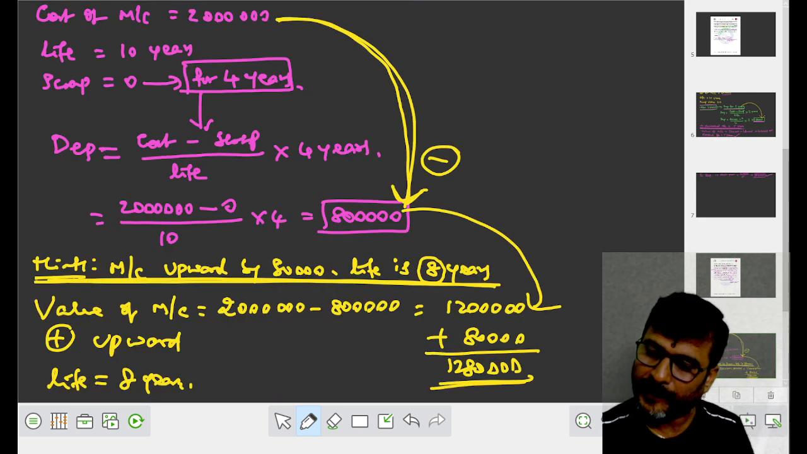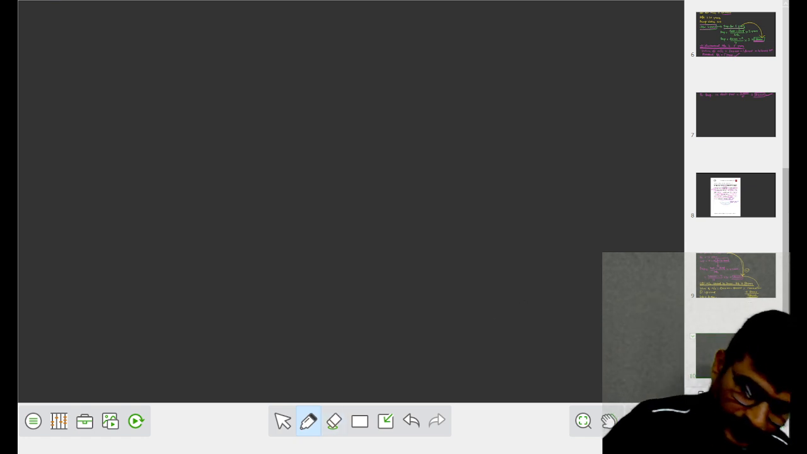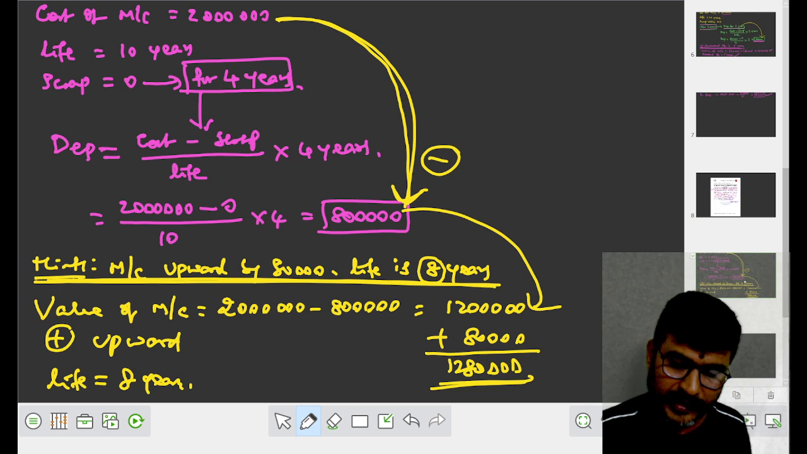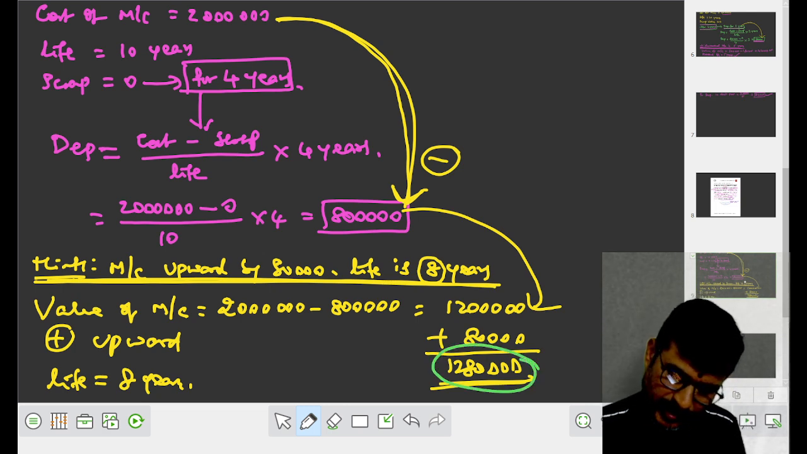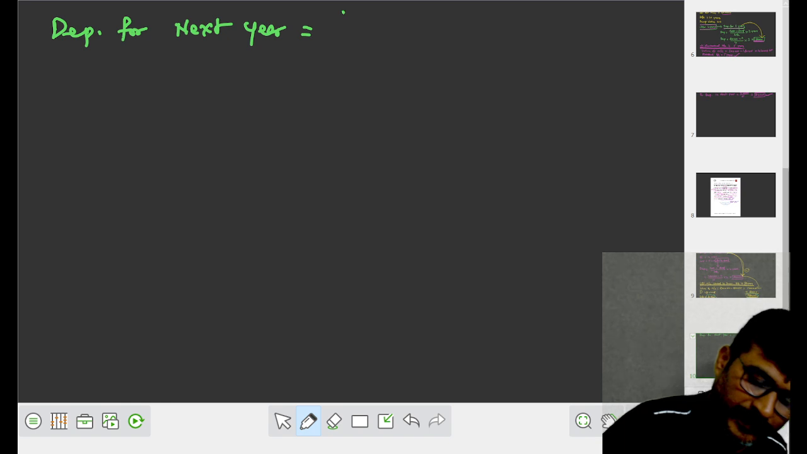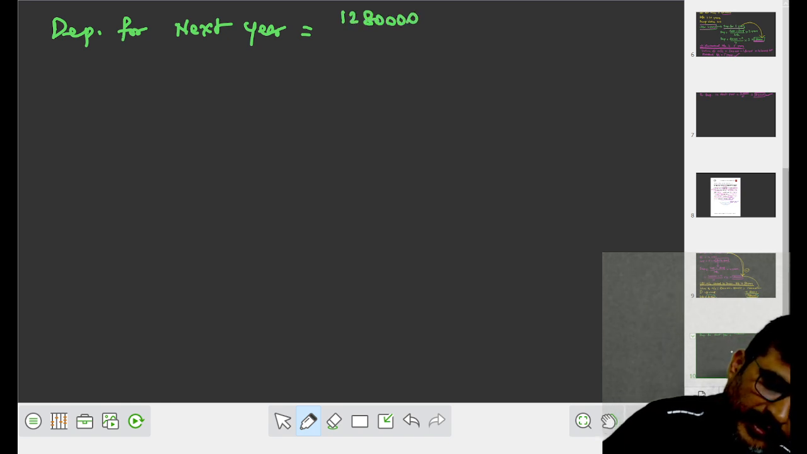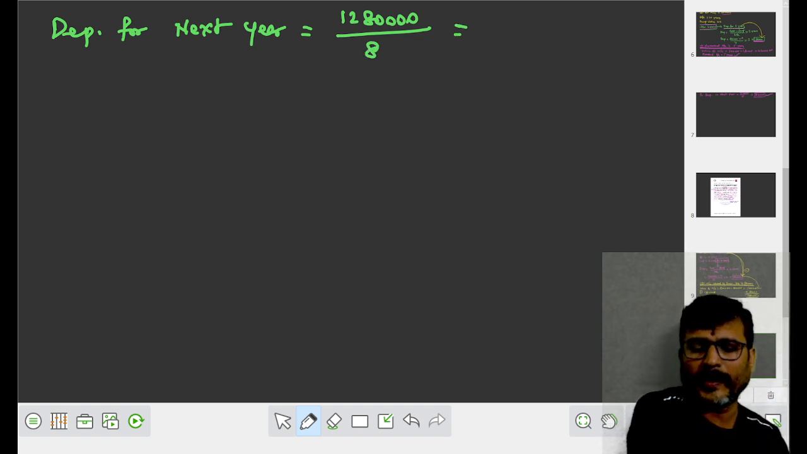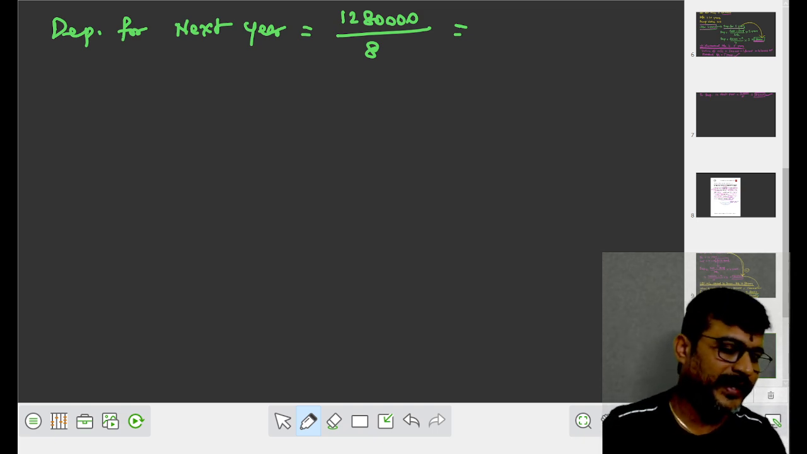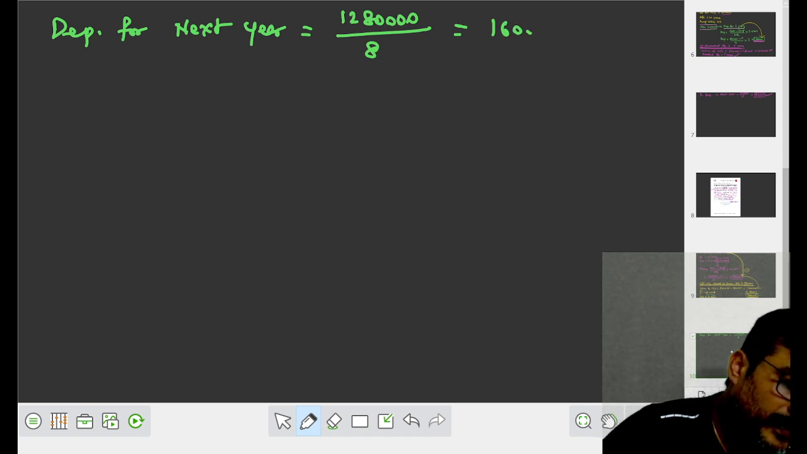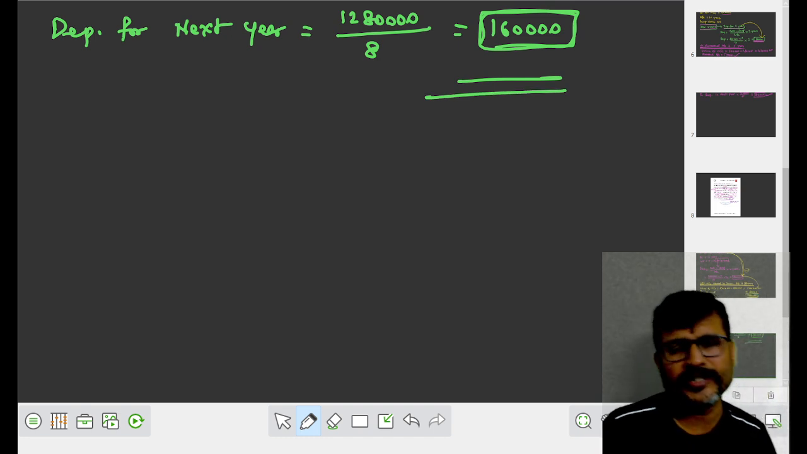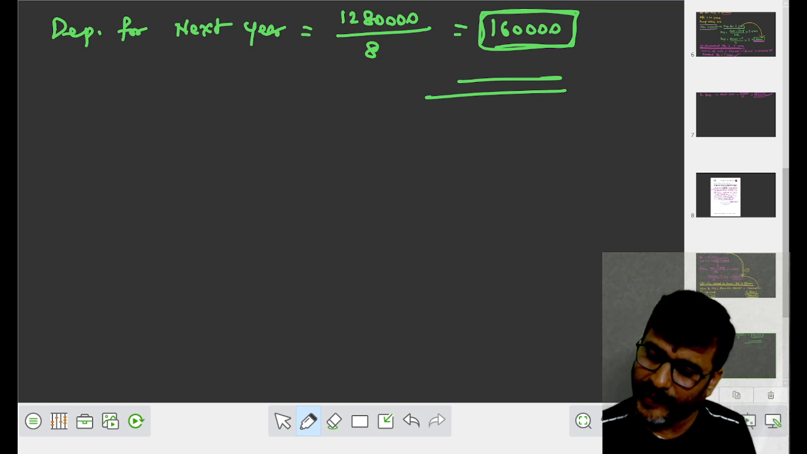Shall we? Now. Depreciation for next year is equal to, how to do it? Take 12,80,000 divided by 8 years. 12,80,000 divided by 8 years, it comes how much? 1,60,000. Got it? Similarly, we will go for next problem.